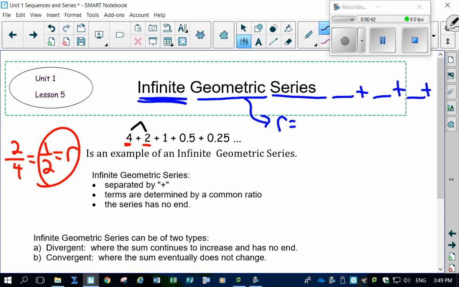Prove it, okay? Go from 4 to 2. You got to multiply by 1/2. Of course, 4 times 1/2 is 2. Times 1/2 gives you 1. Times 1/2 gives you 0.5. Times 1/2 gives you 0.25, and so on and so on and so on.